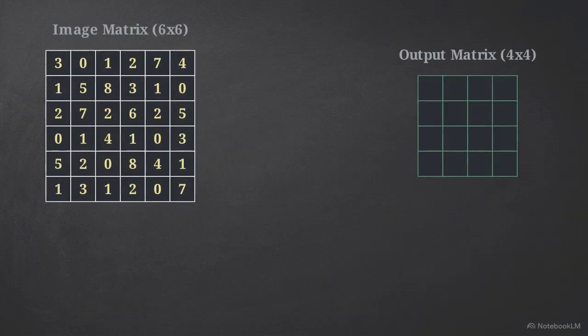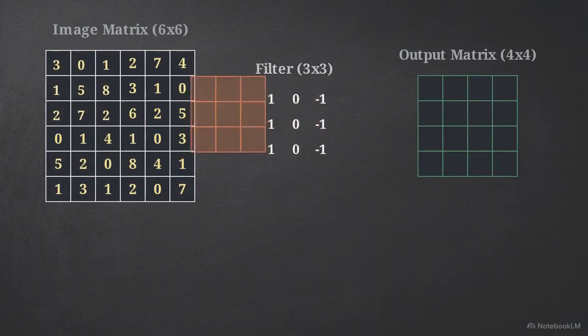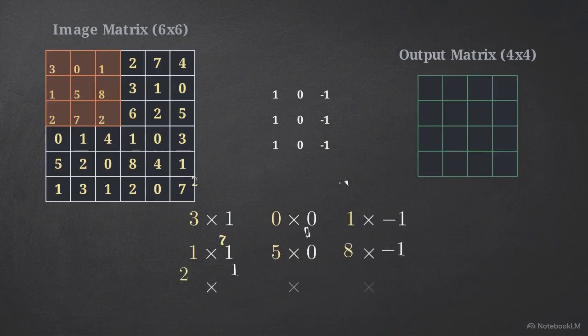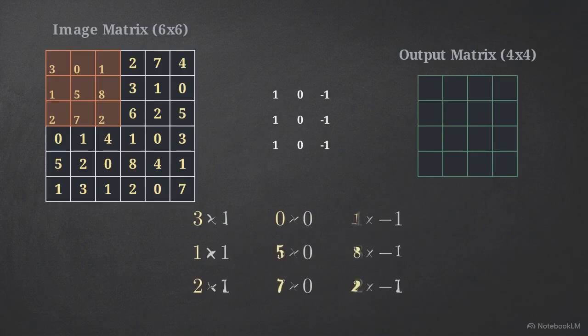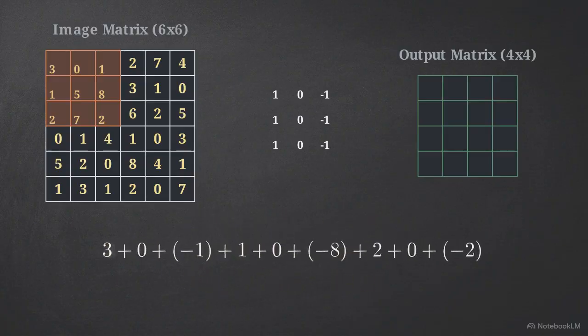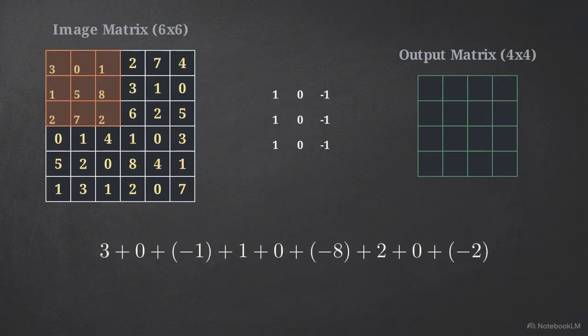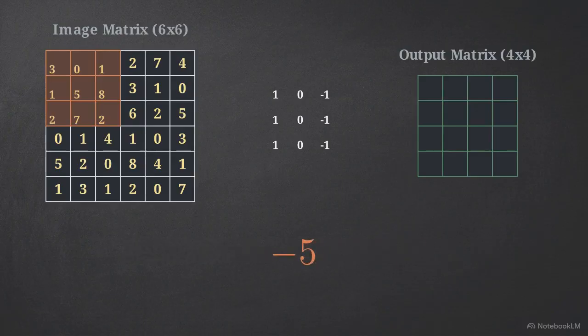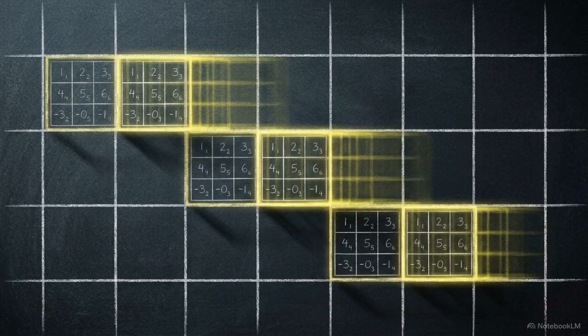To perform a convolution, we take our 3x3 filter and overlap it onto the top left corner of the 6x6 image matrix. The operation itself is simple element-wise multiplication. We multiply every overlapping element in the image matrix by its corresponding element in the kernel, and sum those 9 resulting numbers together. That calculation collapses those 9 values into a single feature value, -5, placing it into a new output matrix. The kernel then shifts across the grid, repeating this process.